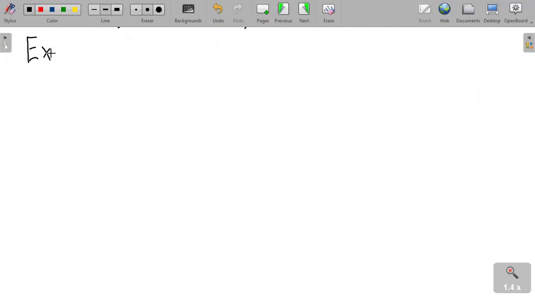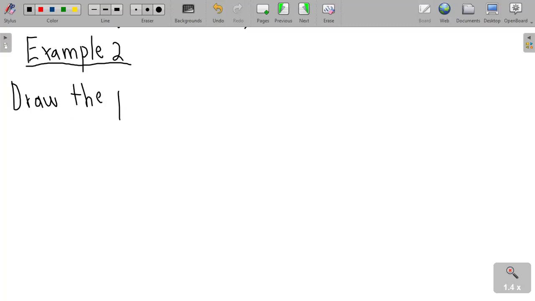Example 2. Okay. So for example 2, draw the following vector quantity.